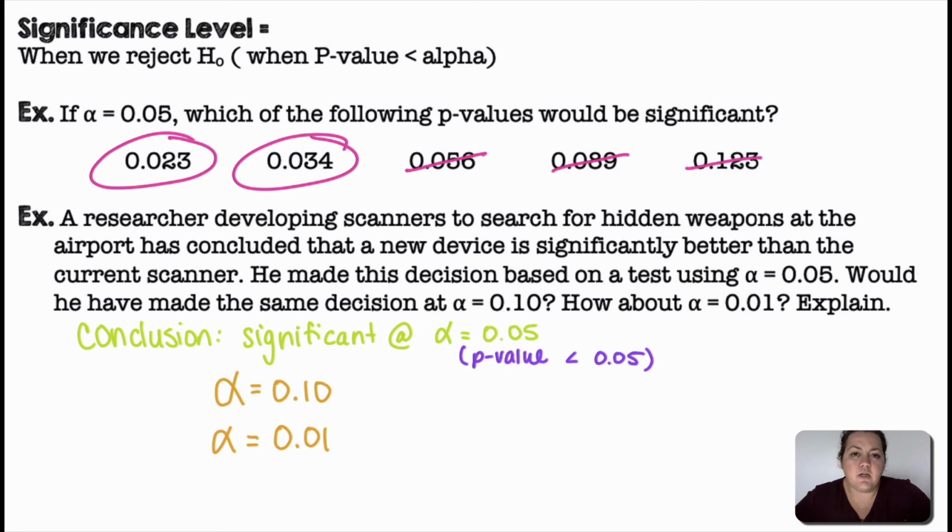Well, if my alpha value was 0.1, I know that my p-value is going to be less than that because it was less than 0.05. So yes, I would make the same conclusion at a 10% level of significance. At a 1% level of significance, maybe I would need to know what the p-value is. All right, I would need more information.